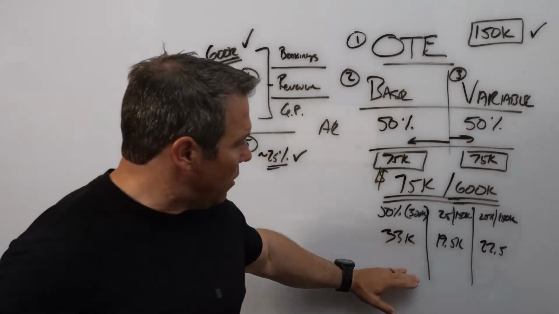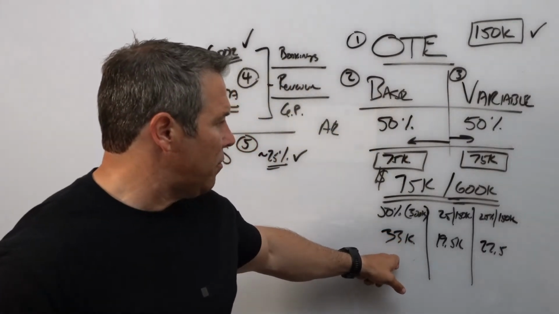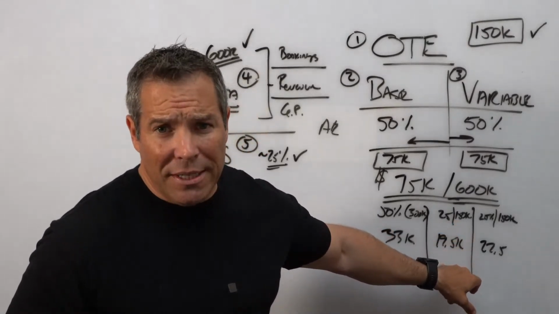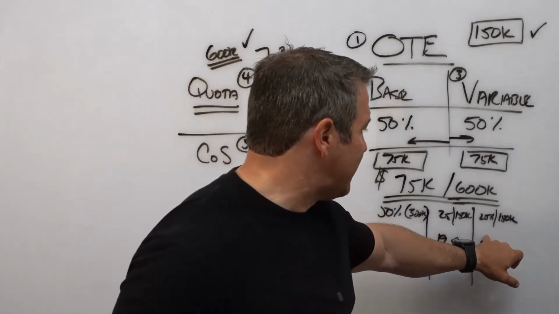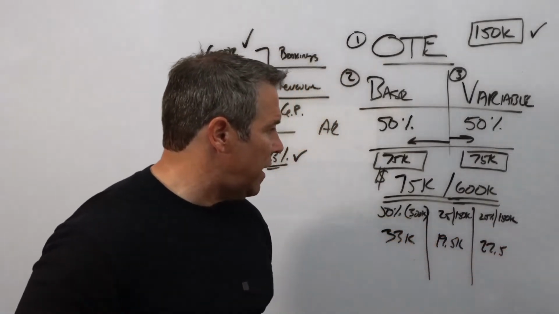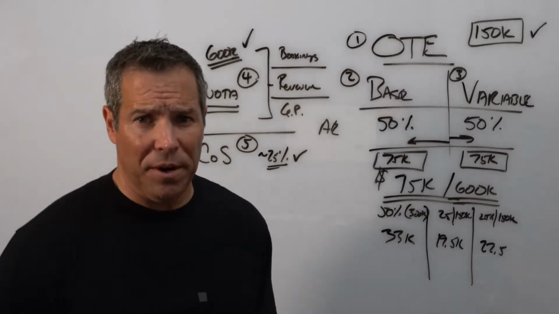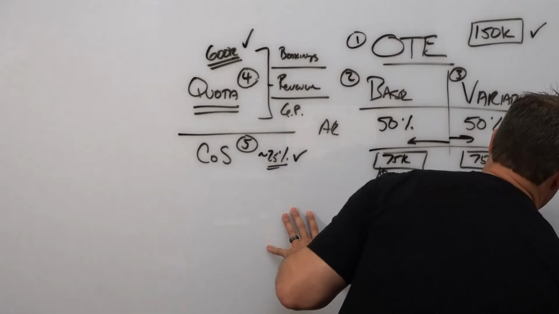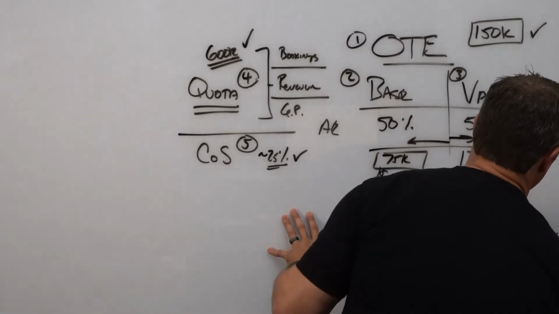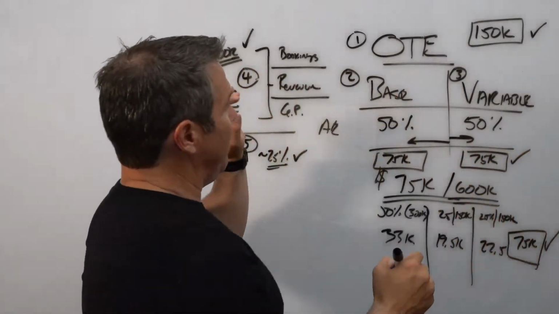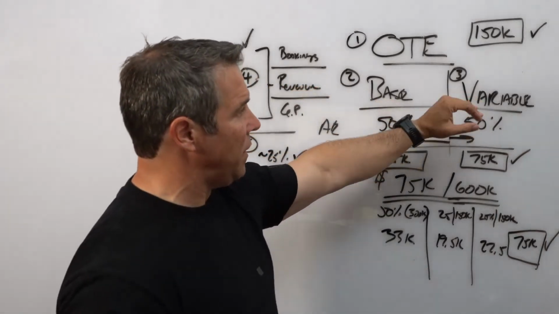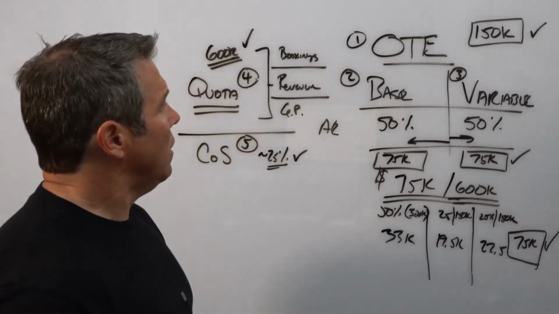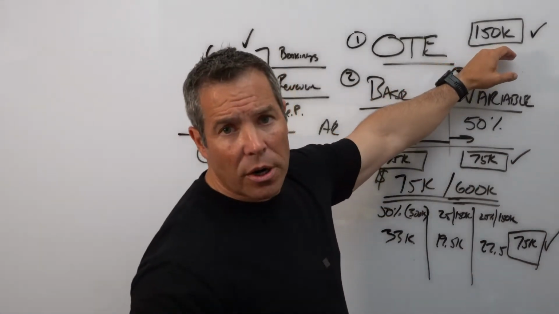So first 300K that's generated, the sales rep is going to make 33 grand. Second 150K that they generate, they're going to make 19.5K. Next 25%, next 150K that they generate, they're going to make 22.5K. Okay. We add that up, that equals 75K. Check. So we've designed a plan that will pay out the variable at 100%. We're going to be within our 150K target.